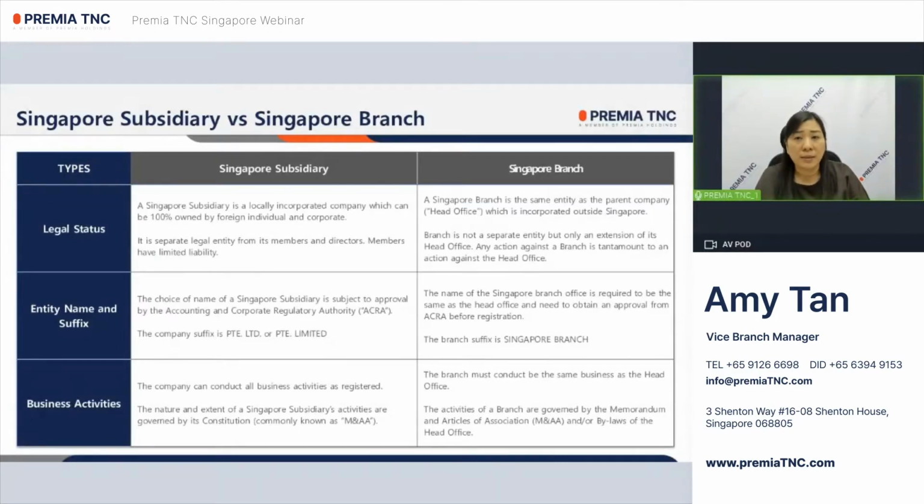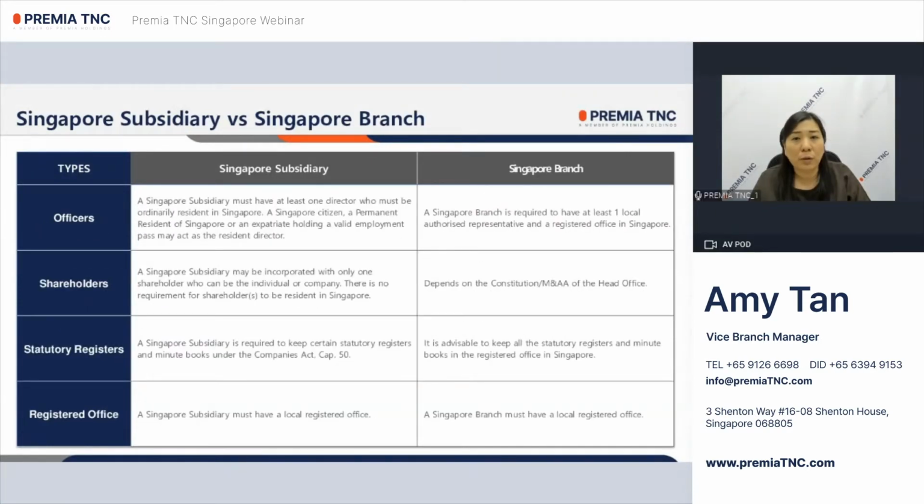In terms of business activities, Singapore subsidiary can conduct all business activities as registered. The nature and extent of a Singapore subsidiary's activities are governed by its constitution, commonly known as MAA. For Singapore branch, it must be the same business as the head office. The activities of a branch are governed by the memorandum and articles of association, MAA, and or by law of the head office.